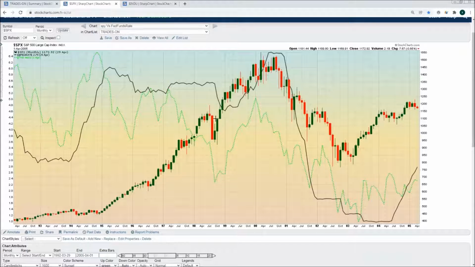What's really interesting here is that in 98, it looks like they responded, and they dropped their Fed funds rate from about 5.6% down to like 4.6%. So they dropped it a percent in response to that. And then the market just took off and kept going. So that's kind of what happened in the 90s.